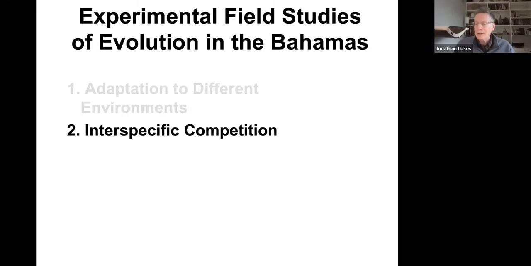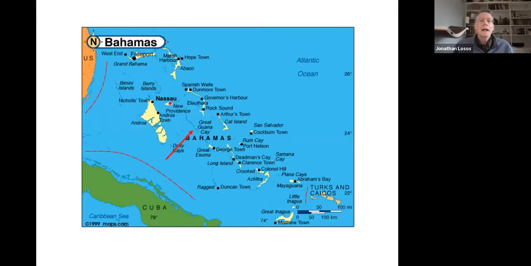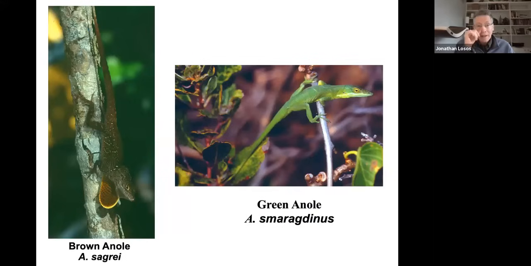Well, with that, I will now go to the second part of the talk, which has to do with interspecific competition. Once I got my faculty position at WashU, I decided I wanted to do my own evolution experiment. And so we moved slightly to the south in the middle of the Bahamas, in the Exumas, to an island called Great Exuma and a town named Georgetown. And there we looked at the interactions between two anoles, the brown anole and the second species, the green anole, Anolis smaragdinus.